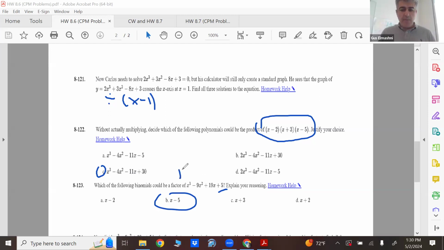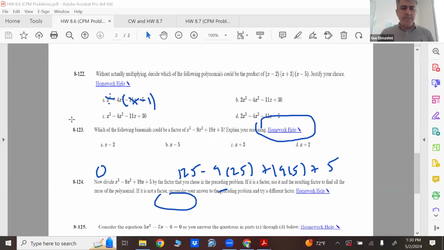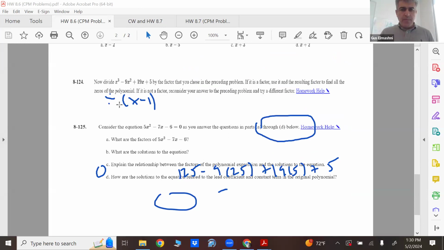If I plug in 5 here, I get 125 minus 9 times 25. Yikes, plus 19 times 5 plus 5. I think it works itself out, if I'm not mistaken. 9 times 25, 125 minus that number, plus 19 times 5. Yep, it works out. Now divide this by a factor chosen in the preceding problem. Okay, fine. It works out. You're good. And with the resulting factor, find all the zeros.